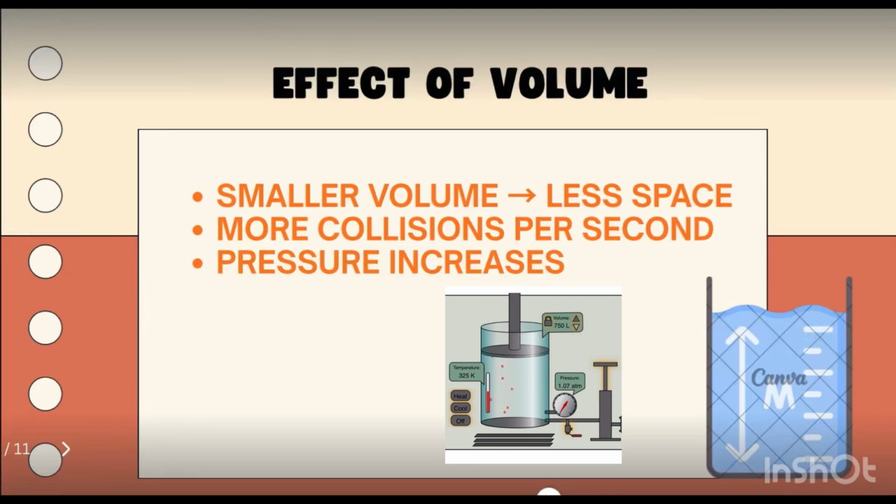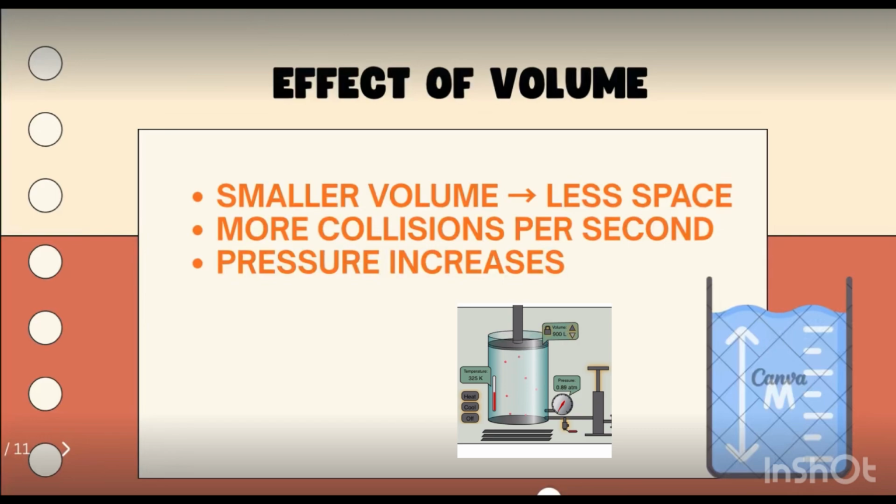Effect of volume. Smaller volume, less space, more collisions per second. Pressure increases. When volume decreases, particles have less space to move. This causes an increase in collision frequency with the container walls, leading to higher pressure. When volume increases, particles spread out, collide less often, and pressure decreases.